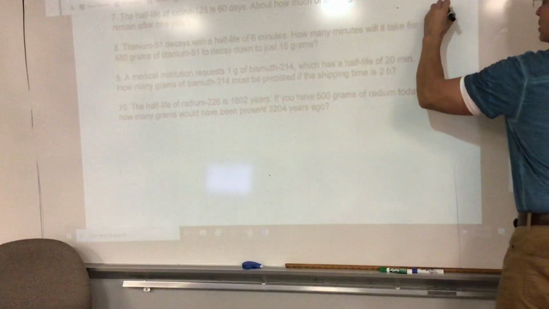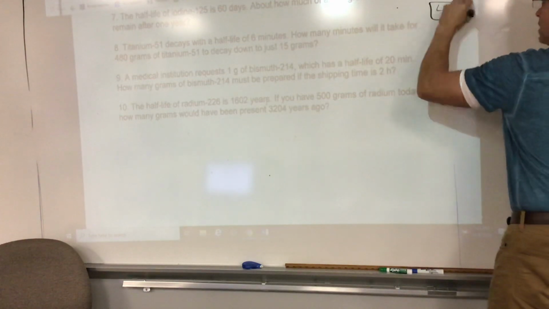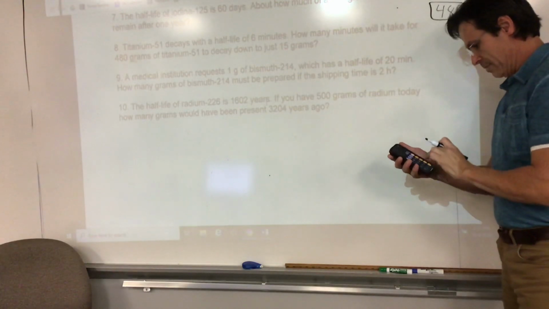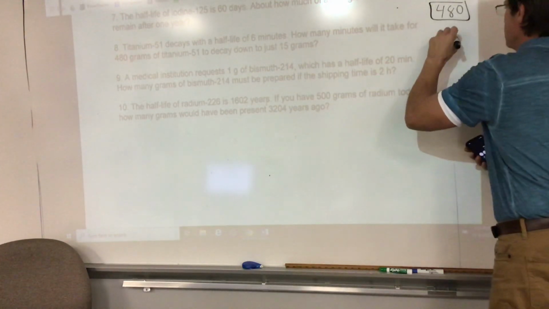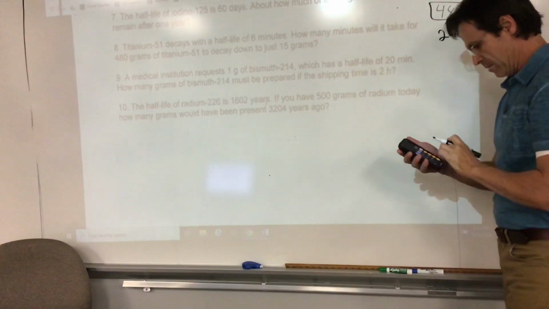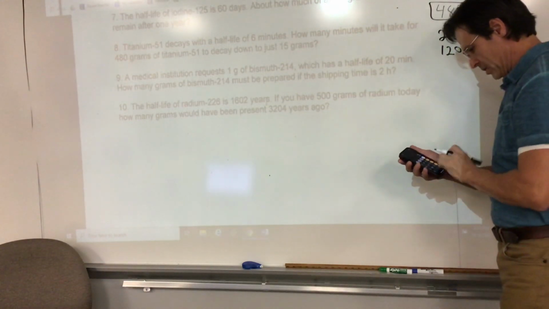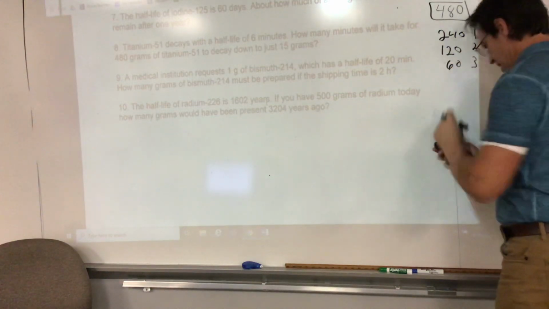All right, let's just do this. 480, let's take our 480 divided by 2. That's 1 half-life, so 240. That's after 1. Divided by 2, that's 120. That's 2 half-lives. Divided by 2, that's 60. That's 3 half-lives.